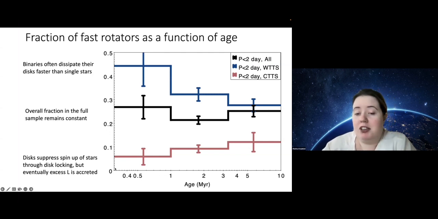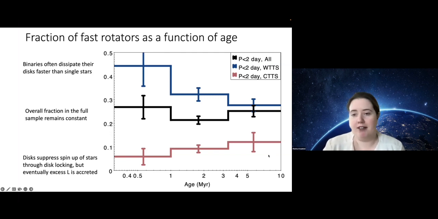Among the classical T Tauri stars, the stars with disks, you see a different trend. At the youngest ages, very few of them have periods less than 2 days. But eventually, that fraction is going to increase over time, because although the disks are able to delay the onset of rapid rotation, they are not able to suppress it. So eventually, all these stars are going to accrete the excess angular momentum, and they're going to spin up.